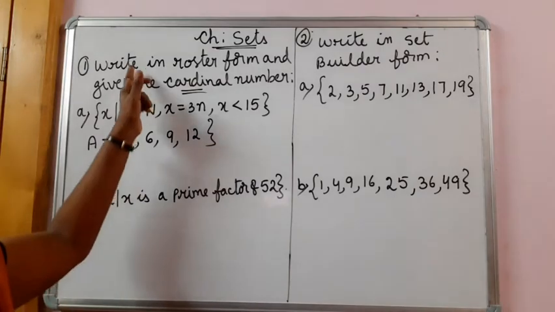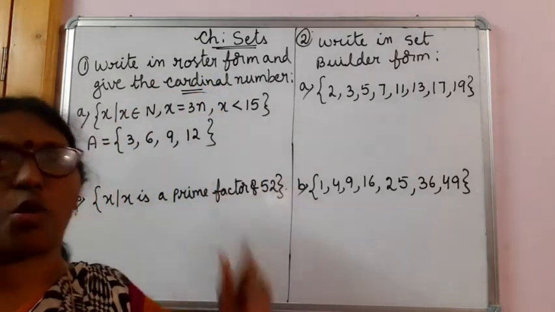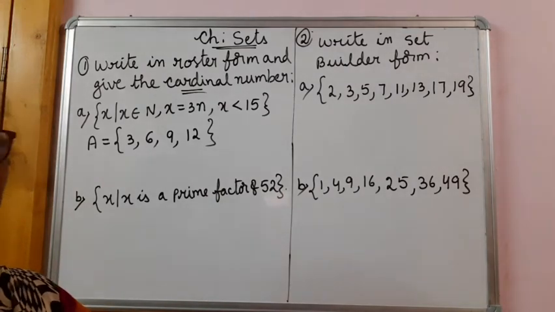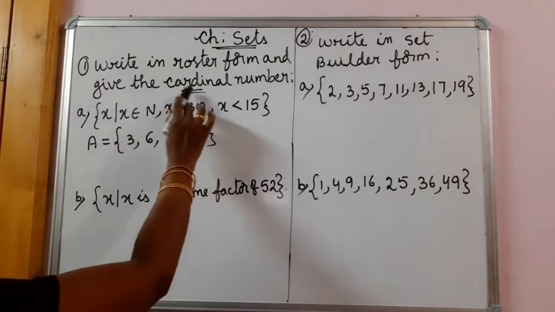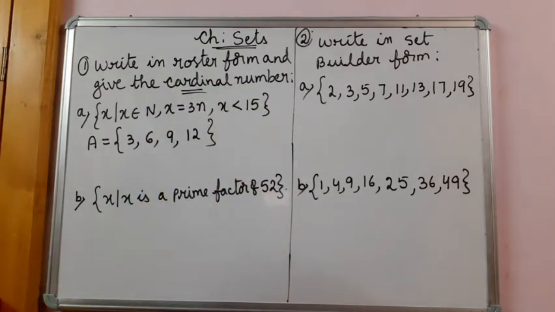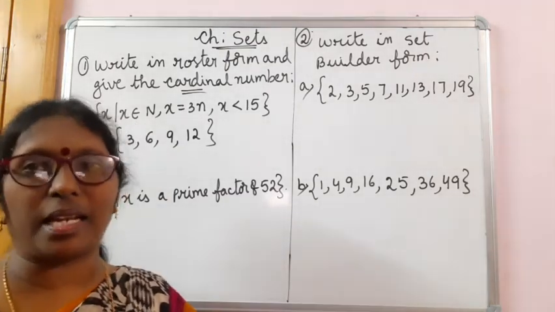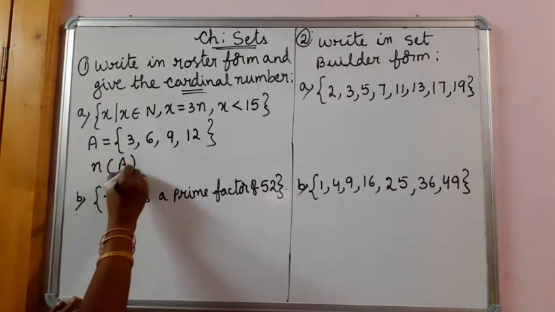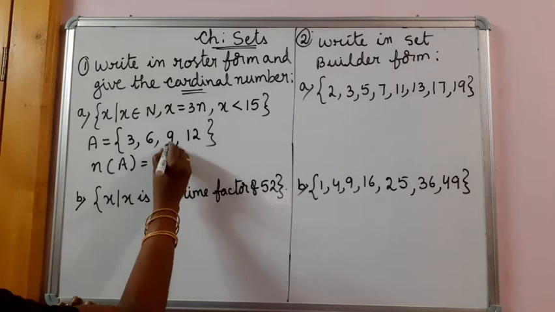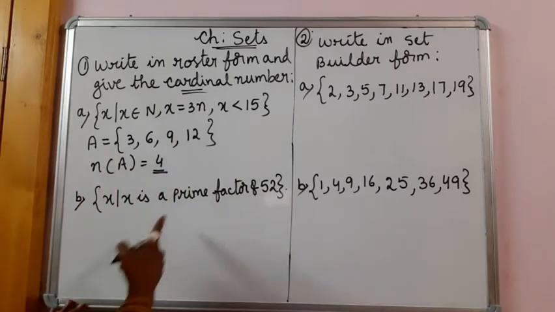So you know that you are writing roster form. That means this is the way you have to write the roster form, the listed form or listed method. And also we have to give the cardinal number. Cardinal number means, as you have already learnt, the number of elements present in a set. So the number of elements in this set is 1, 2, 3, 4. Now let us work out for this.